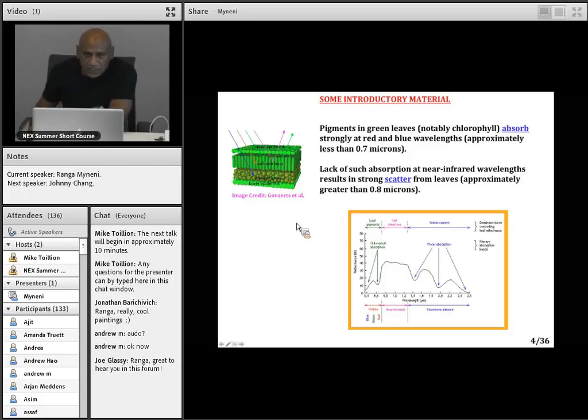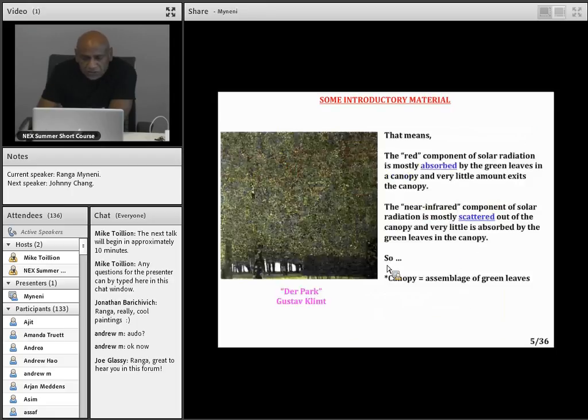I'm going to use my cursor here, and this big jump is something that is unique to green leaves, and that's what Compton James Tucker has exploited to remote sense vegetation. So that is at a single leaf level, but as you know, leaves are arranged in canopies, and a canopy is just an assemblage of green leaves.